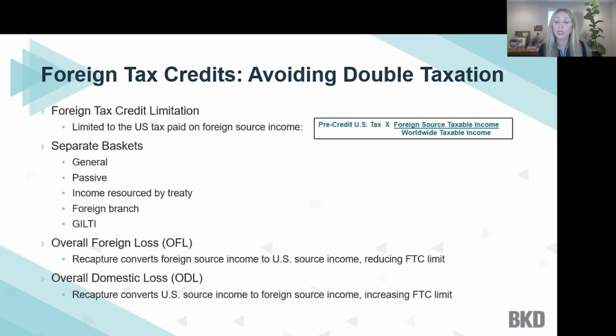And there are some recapture rules based on domestic and foreign activities. So if a company has overall foreign losses in a year and there's foreign income in a later year, the income will be recaptured and converted to domestic source income, and this will reduce your foreign tax credit limitation. And conversely, if a company has overall domestic losses in a year and there is domestic income in a later year, the income may be recaptured and converted to foreign source income, increasing your foreign tax credit limitation.